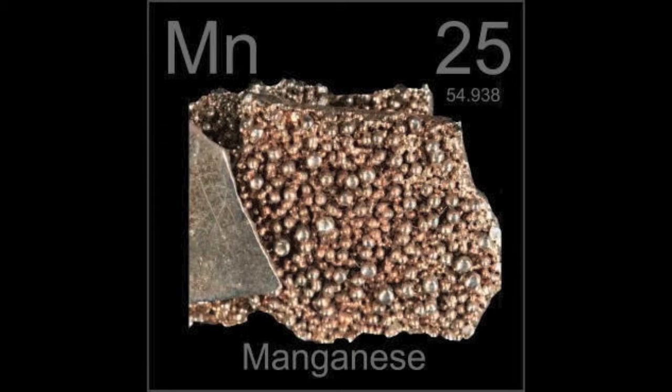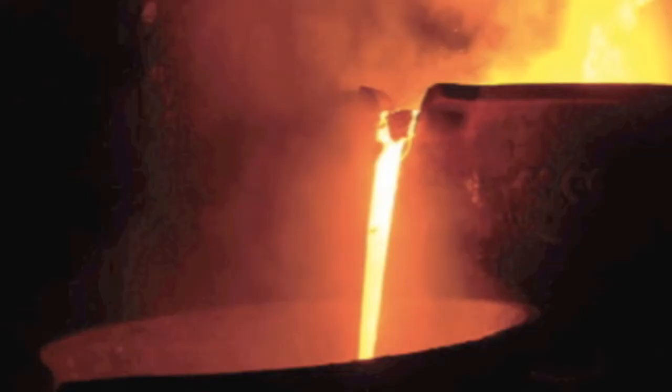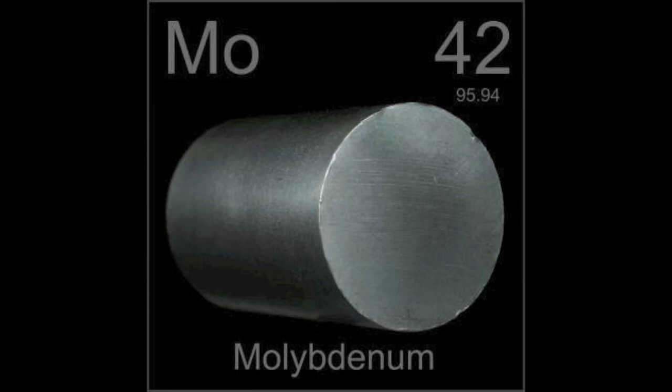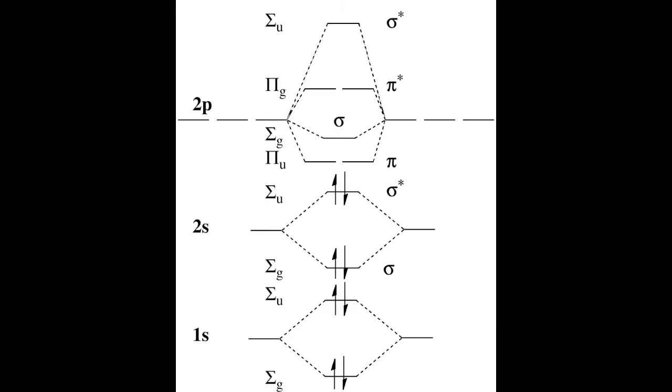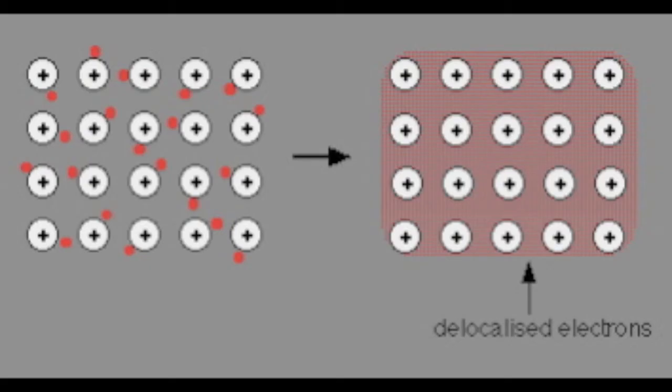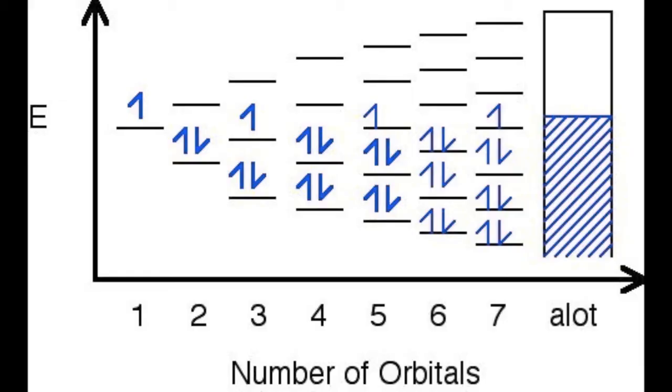Some chalk, some manganese, hard to melt or boil up. Lots of atoms in the chunks, like letters in molybdenum. Their electrons share molecular orbitals, so they're free to run. Their electrons are delocalized, the bands can start to form, electricity can flow.